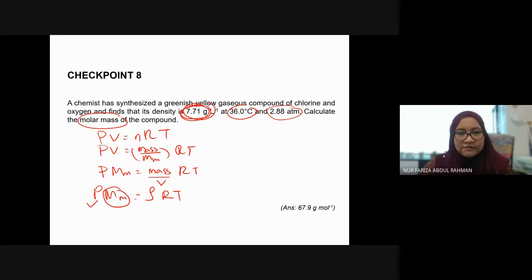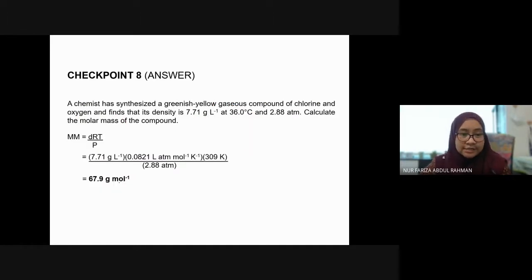We have P already given, we have density which is 7.71 also given, R is a known value, and the temperature you need to convert into Kelvin. Press the calculator and we get 67.9 gram per mol. Okay, that's all there is to it.